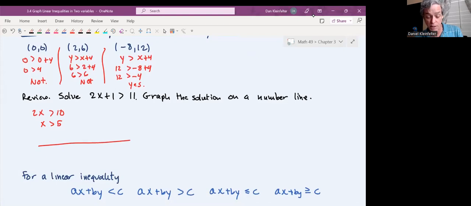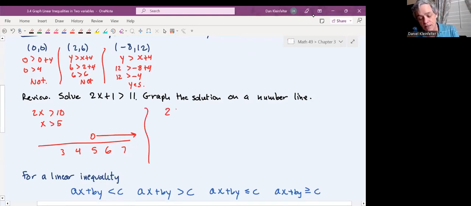And then for a picture, the boundary between solutions and non-solutions would be at 5, right? It says x is greater than 5, so the solutions are on the right side of 5. And that's a picture of all the solutions to x is greater than 5, and those are the solutions to 2x plus 1 is greater than 11. So here, the boundary between solutions and non-solutions was the point where x is equal to 5. So we could look at this process of solving an inequality as finding where the boundary is and then deciding which side the solutions are on.